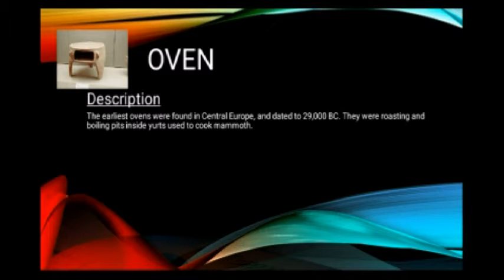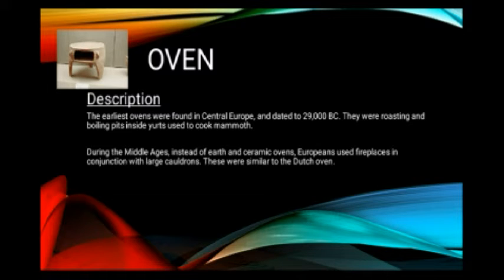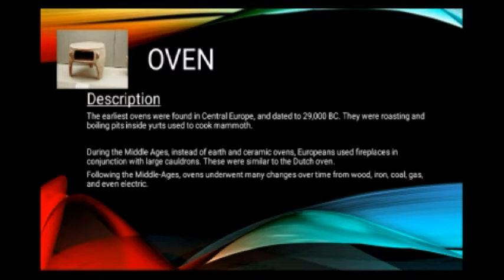Now we're gonna talk about the oven. For the description, the earliest ovens were found in Central Europe and dated to 29,000 BC. They were roasting and boiling fish inside the earth to cook mammoth. During the Middle Ages, instead of earth and ceramic ovens, Europeans used fireplaces in conjunction with large cauldrons. They were similar to a Dutch oven.